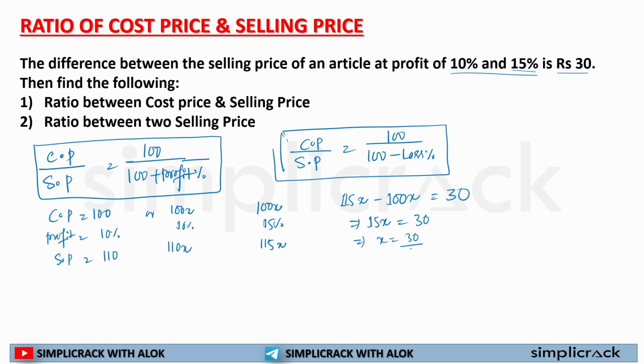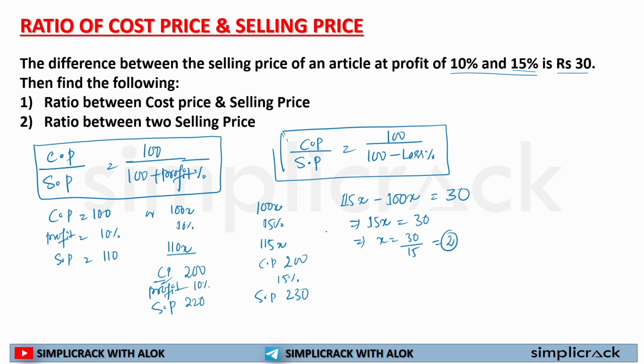X will be 30 by 15, equal to 2. So if I multiply by the value of x over here, I will get my exact answer. Now my cost price will be 100 multiplied by 2, that is 200. With 10% profit, 110 multiplied by 2 is 220, that is my sales price. Here cost price is 200, with 15% profit my sales price will be 115 into 2, that is 230. So this is how you will be solving the question.